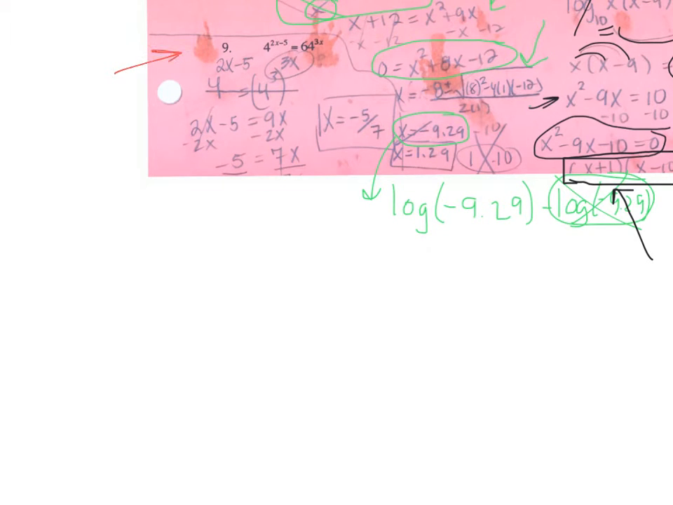Okay, so for number 9, remember, one method is to try to have same base. So on the left, we already have base 4. On the right, we asked ourselves, can I rewrite 64 so it's base 4? Yeah, 4 to the third power.